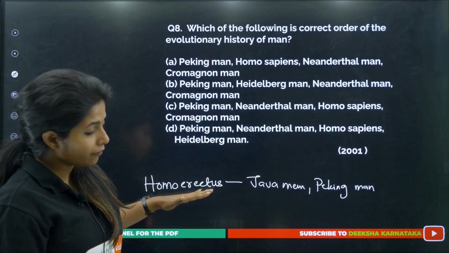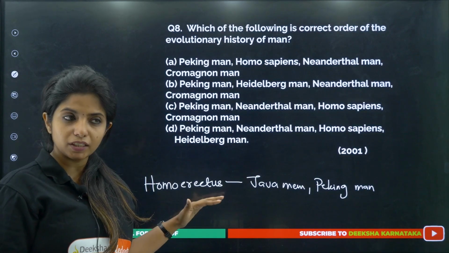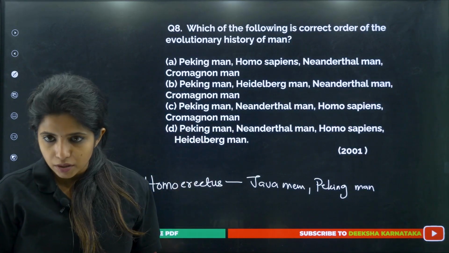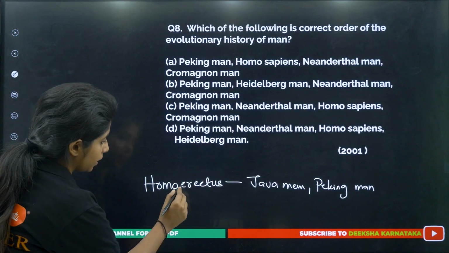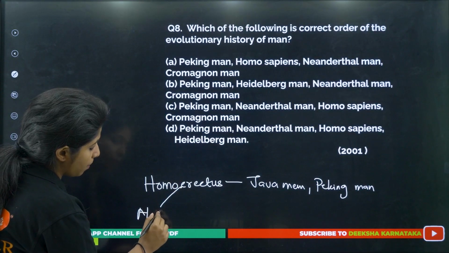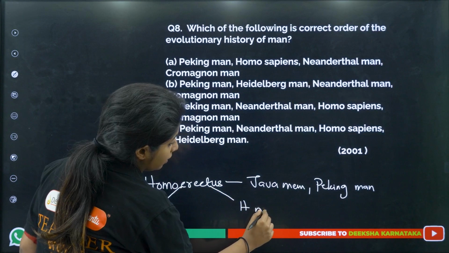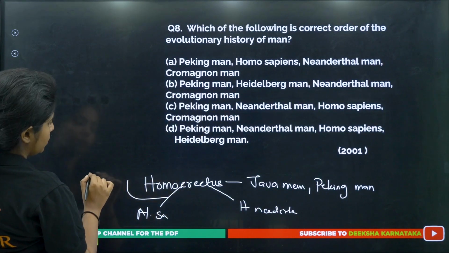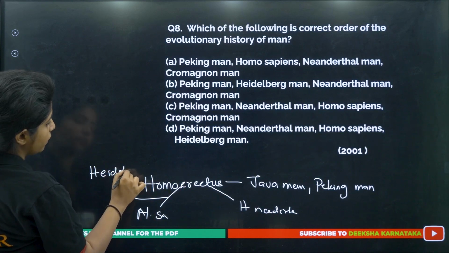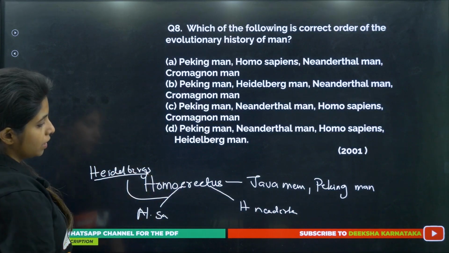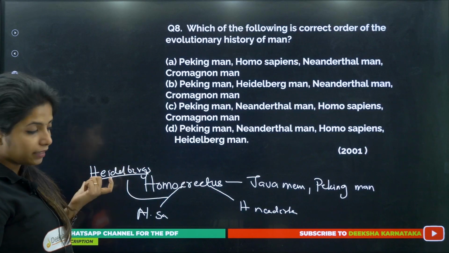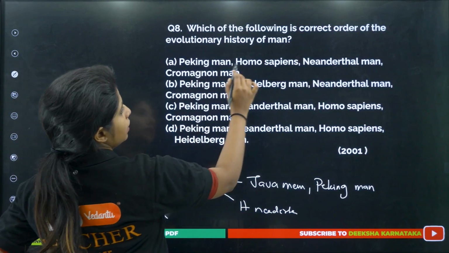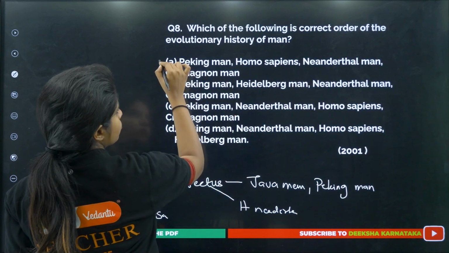Now, after Homo erectus, what do you have, children? You have Neanderthals and you have the Cro-Magnon man, or basically the Homo sapiens. I told you, in between the modern man, that is Homo sapiens, and Neanderthals, there could be something else as well, and that something is Heidelberg, which is not given in your NCERT, but you should be knowing it. So after Homo erectus, we had Heidelberg. Heidelberg later divided into this and this. So Peking man, Homo sapiens, Neanderthals, Cro-Magnon man, no children.